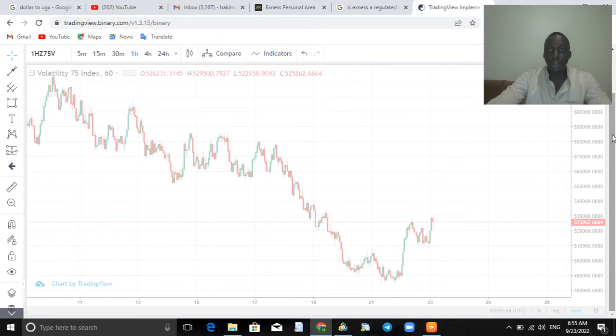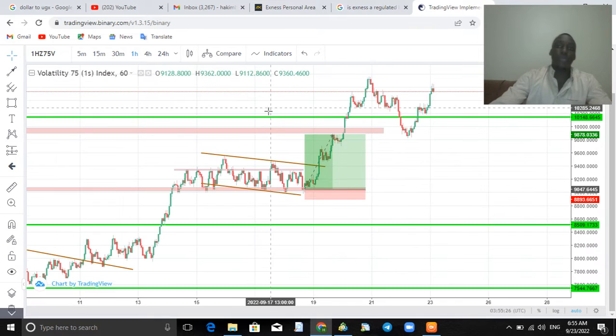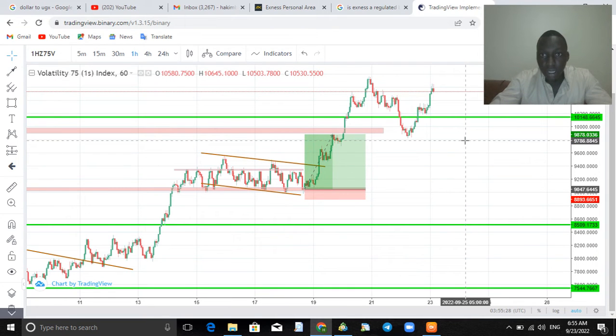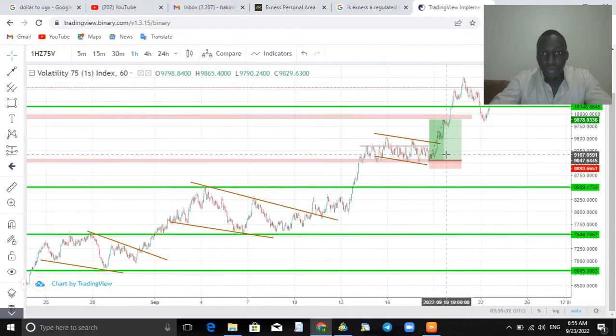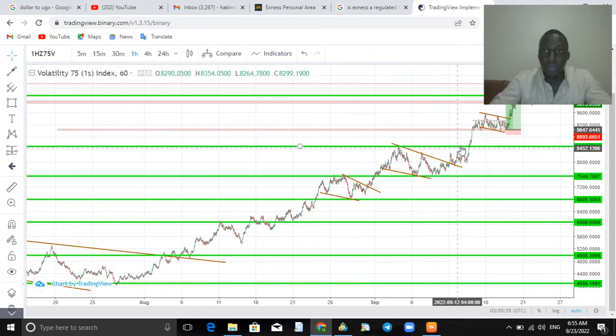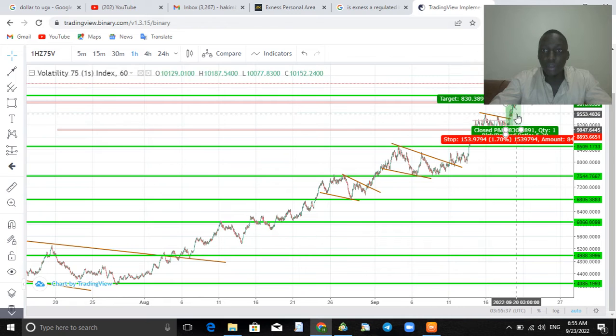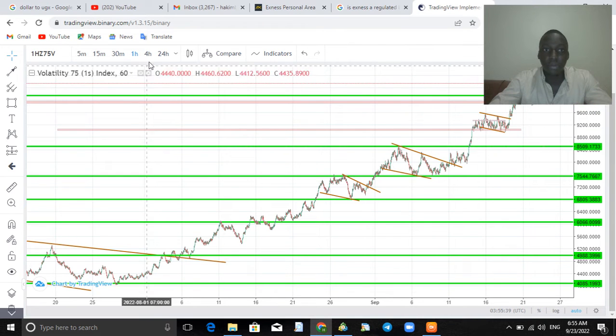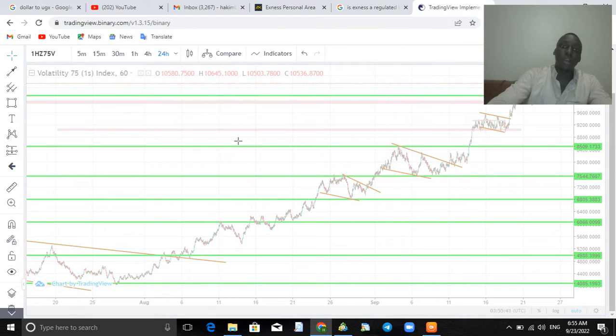Volatility 75 1S. This is our first and last pair we are going to be analyzing. Now I think you can clearly see that we have been analyzing this pair for a long time. Let me try to go to my higher time frame.